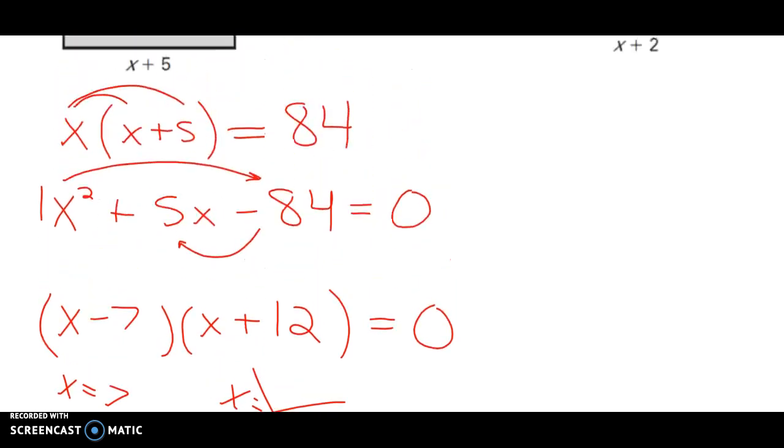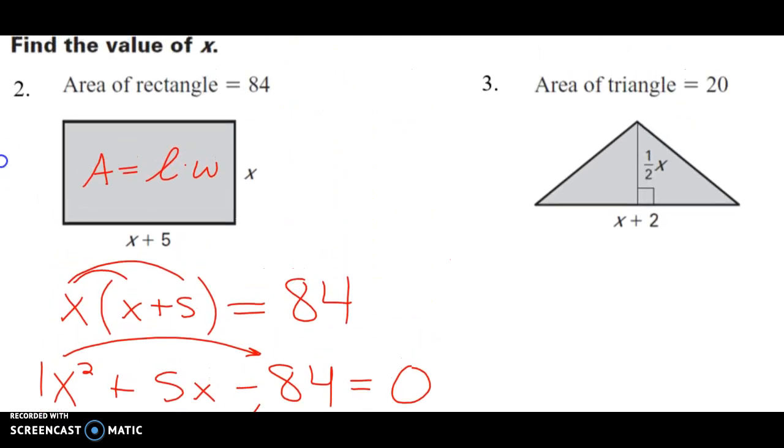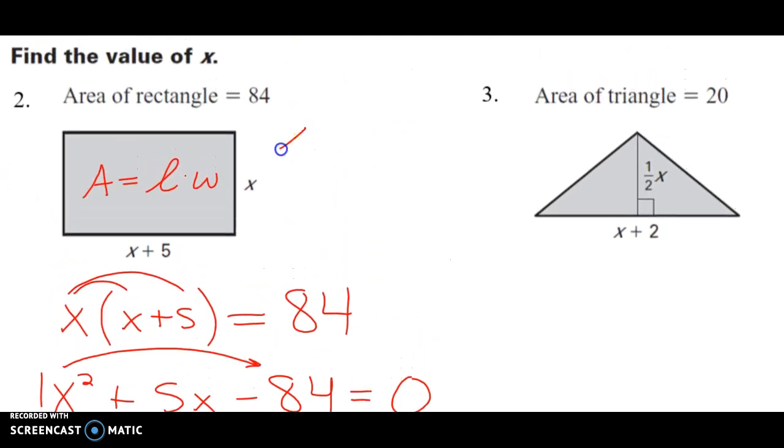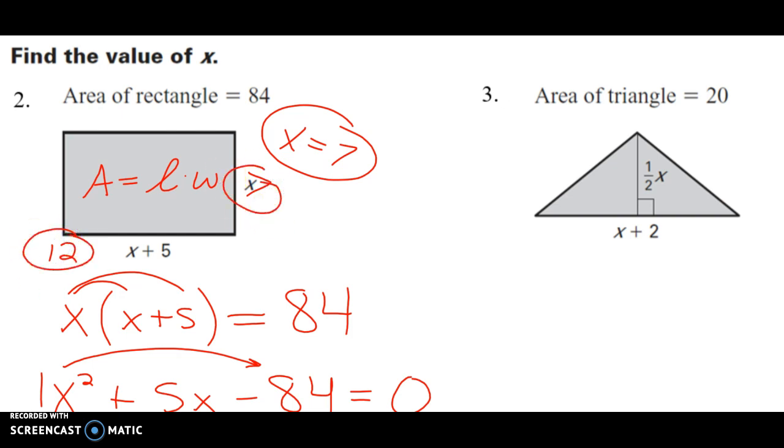So let's take that and plug it in. This just says find x. So you could just say x is 7. That's your answer. But what would the dimensions of the yard or the room or the closet, whatever it may ask, be? Obviously, this is 7, but what is this? 12. And does that give us an area of 84, 7 times 12? Yes. So we did it right.